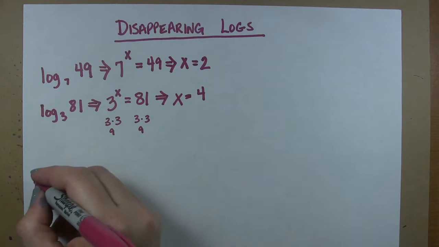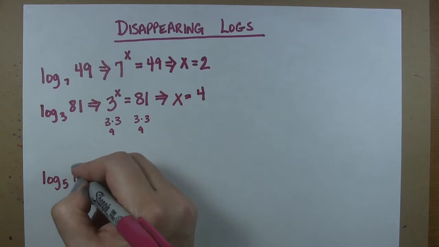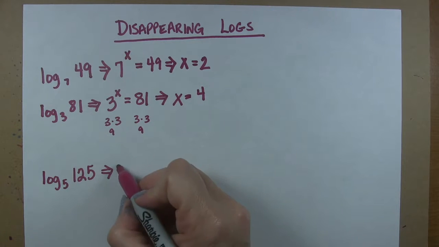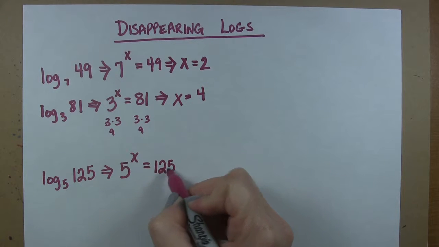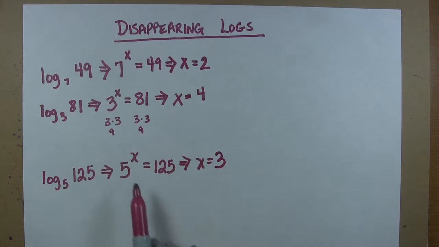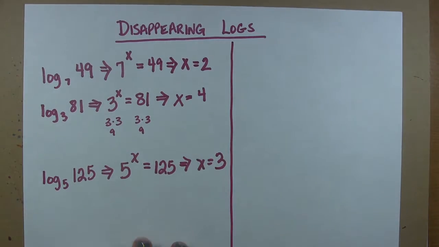Okay, how about log base 5 of 125? What is that going to be? Well, that means 5 raised to the what equals 125. In that case, our x is going to equal 3, because 5 times 5 times 5 is 125. These are ones that you probably are capable of doing in your head if you're well rested and you have a Diet Coke in front of you.